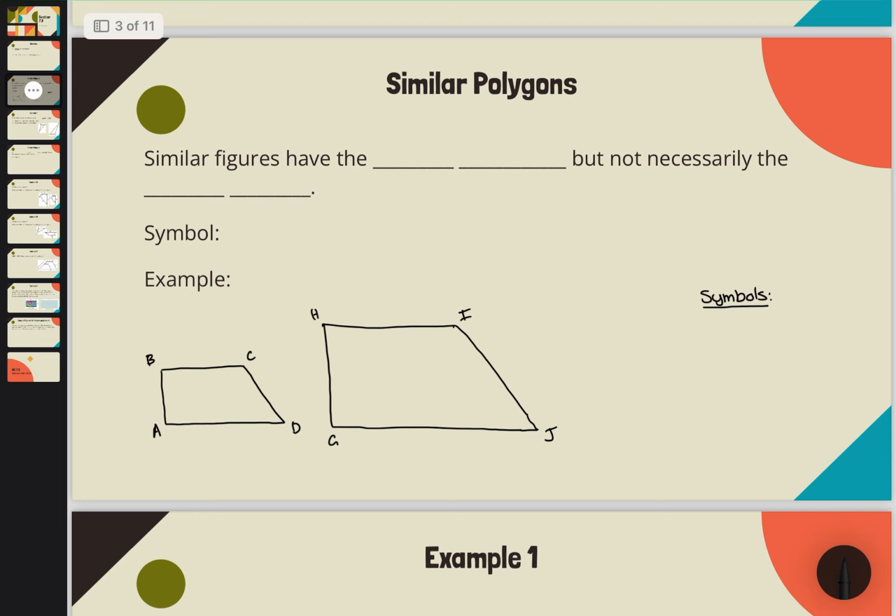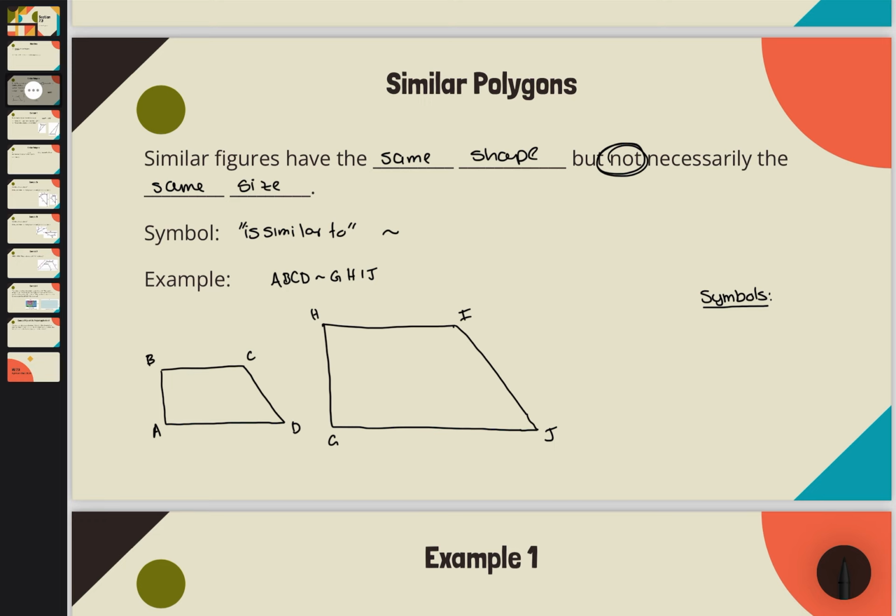So here is your definition. Similar figures have the same shape, but not the same size. The little symbol that we use for "is similar to" is just a little squiggle. I'm just going to use that. So for example, I have these lovely trapezoids down here. I'm going to say that ABCD is similar to GHIJ.